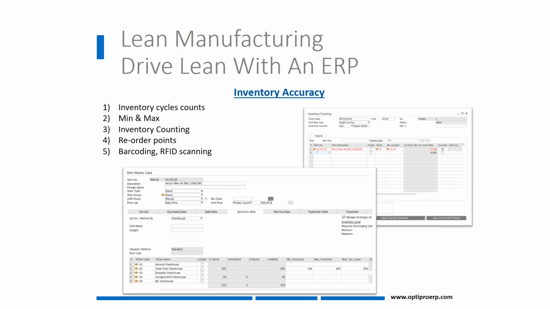And RFID is another, kind of advanced barcoding, where instead of scanning one by one, we can actually scan pallets of different components at the same time. But the whole idea behind barcoding is that it speeds up your transactions, makes them real time, and makes them more accurate.